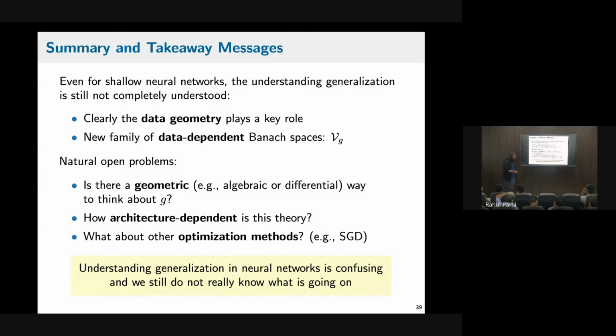But maybe the pessimist's perspective from all of this is that understanding generalization is confusing and we still don't really know what's going on. But if you want one takeaway message from what I showed you today, it is at least this idea of adaptation. And we actually are able to prove some nice theorems that neural networks can at least adapt to intrinsic structure. So that's maybe a little bit satisfying because of the manifold hypothesis and this whole idea.